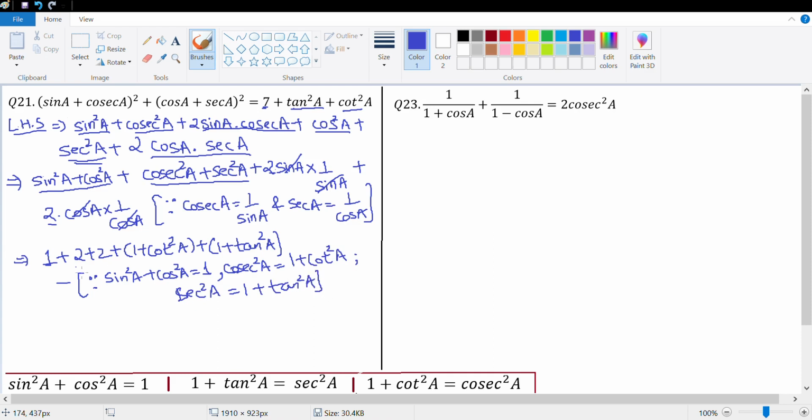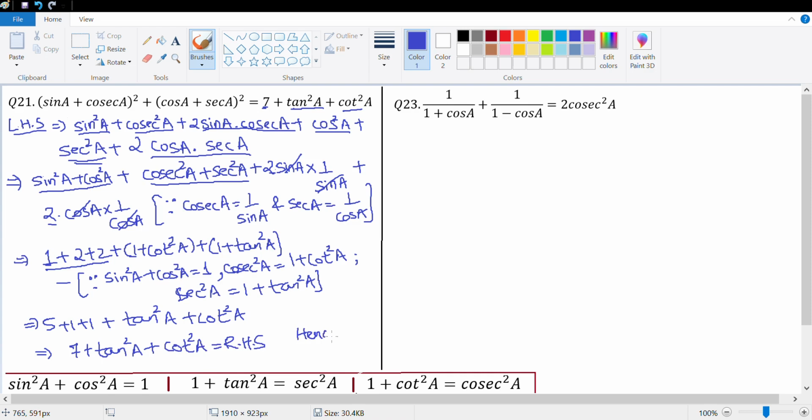I think I've already got my answer. This is 5 and this is 1 and 1, so that's 5 plus 1 plus 1 plus tan square a plus cot square a, which is equal to 7 plus tan square a plus cot square a. This is what I wanted. This is equal to right hand side, so hence proved.